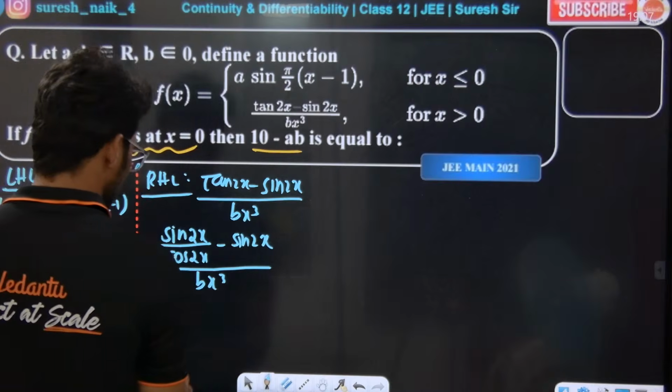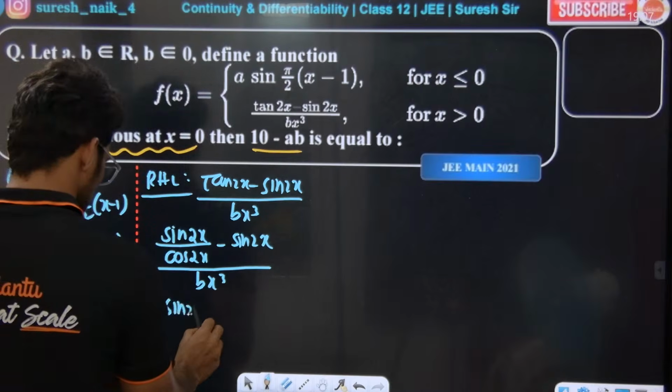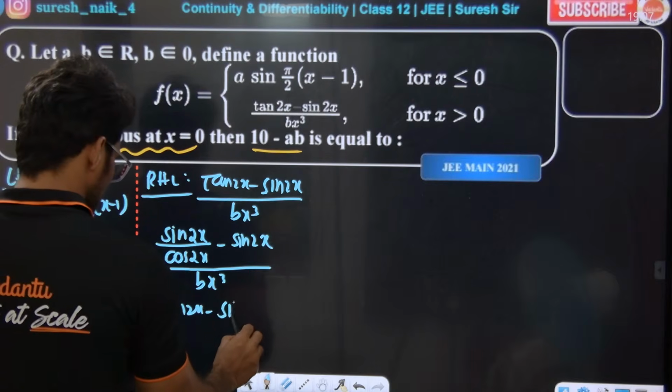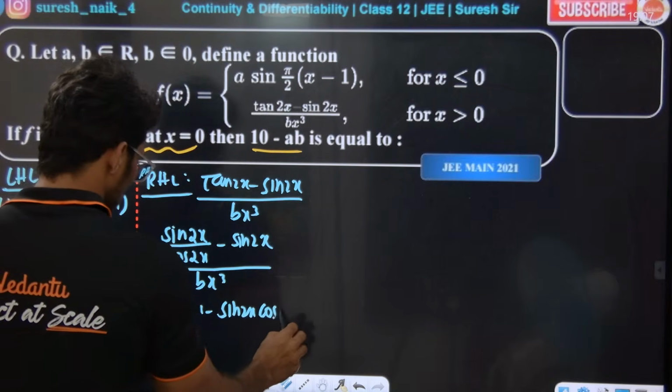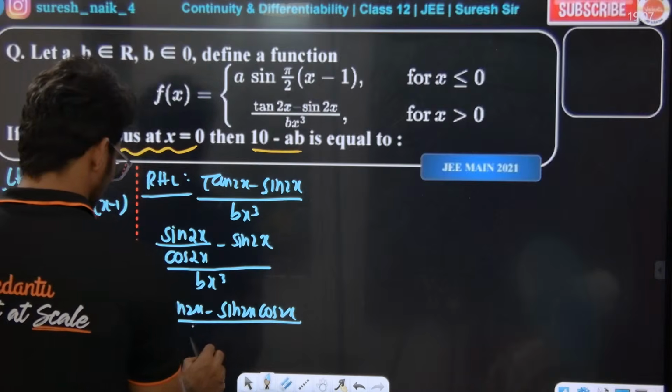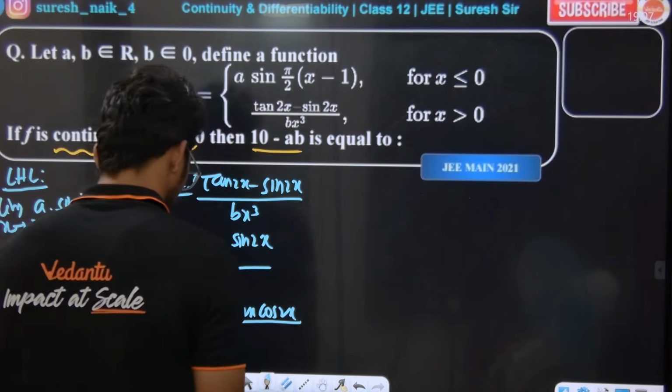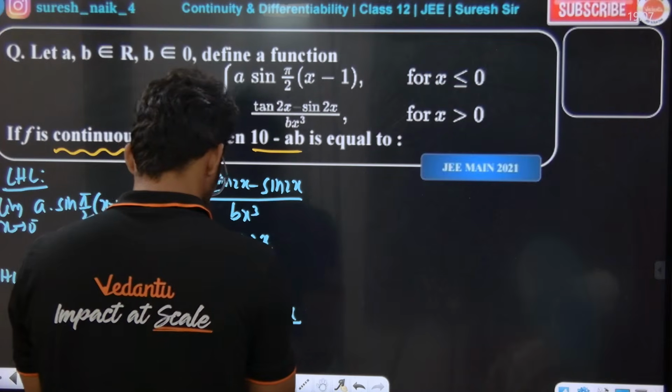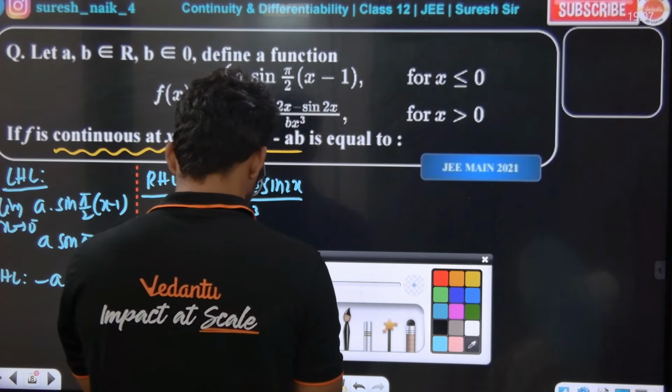Sir, how do we do this? Sir, sin 2x as it is, minus sin 2x into cos 2x, divided by cos 2x into bx cube. Cos 2x into bx cube. Are you getting the point or not? Tell me. Yes, sir. Super, sir.